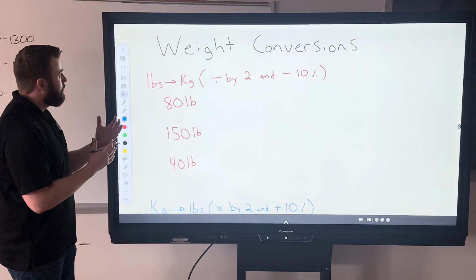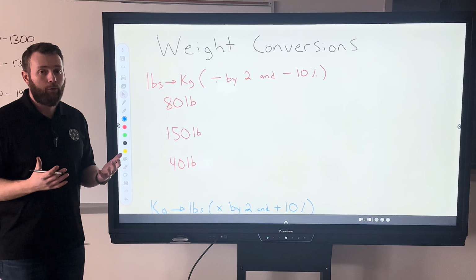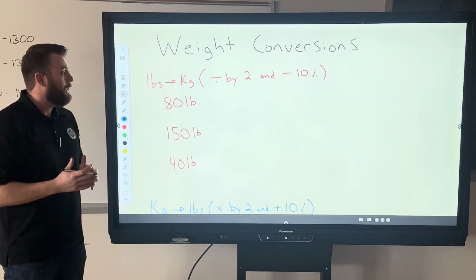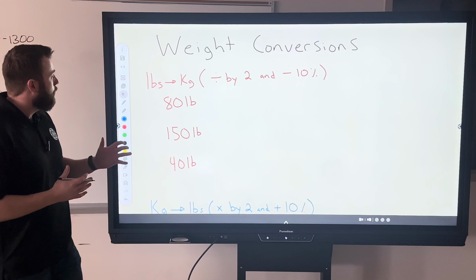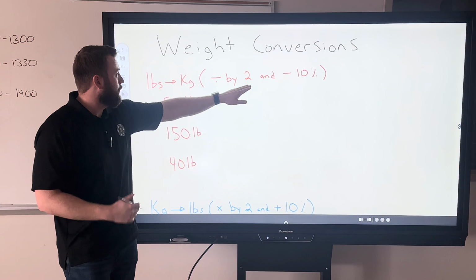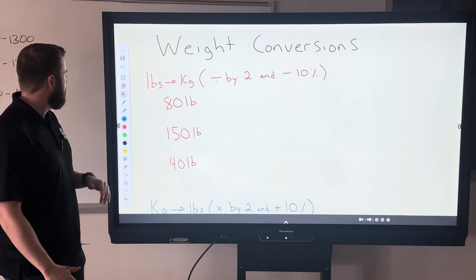First thing I want to start with is weight conversions. Now, the way to figure out how to go from pounds to kilograms is to divide by 2.2. So you can use a calculator to do that. In not all cases will you have a calculator. So there is a shortcut you can use, which is where you will divide by 2 and subtract 10%, right? So let's do a couple examples here.